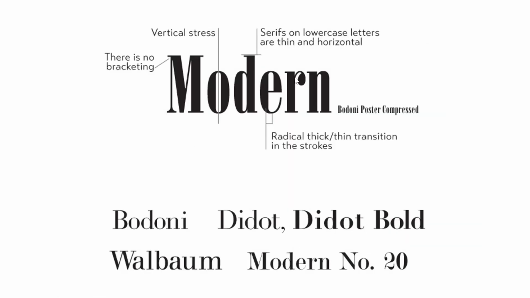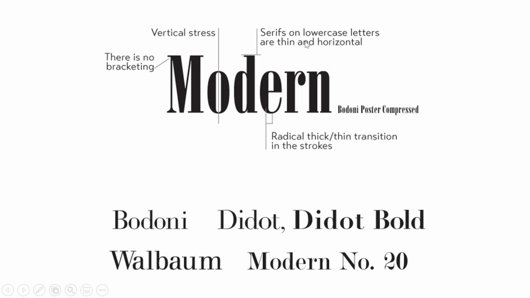Here's an example. A modern serif has no brackets. See that? There's no curve going on right there. So that's how you recognize this is a modern font, in addition to the fact there's a vertical stress rather than the diagonal we looked at with the old style.